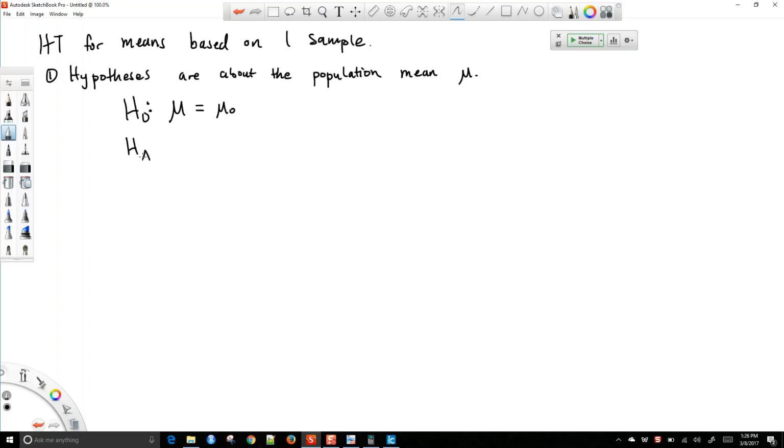And if that's the null, then the alternative is going to be what? Mu is not equal to mu0, or mu is greater than mu0, or mu is less than mu0, right? Of course, depending on how the question is written. Okay. Step 2, we check our conditions and select alpha.